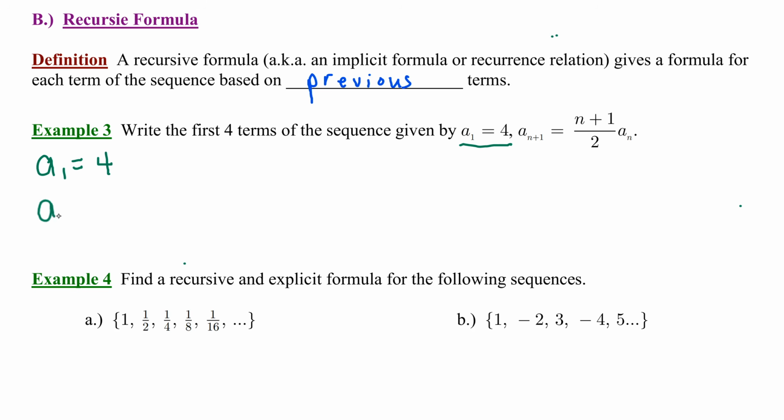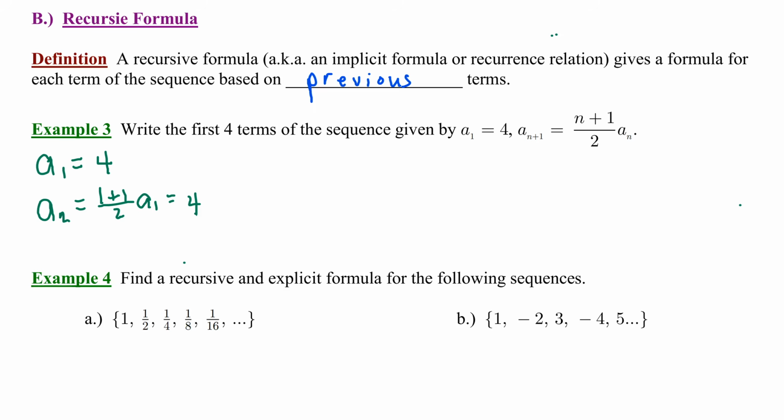Now, to find a sub 2, we're going to plug in n equals 1. That might be a little bit confusing, but notice to get a sub 2, it's going to be in terms of a sub 1. So if I use this formula, n plus 1 equals 2, we're using n equals 1. So plugging in 1 for n, we end up with 2 over 2 times a sub 1, or just a sub 1, which is also 4. Okay, let's try that again.